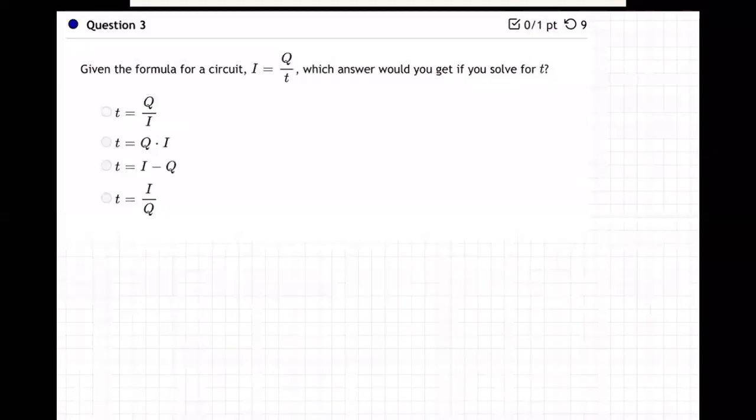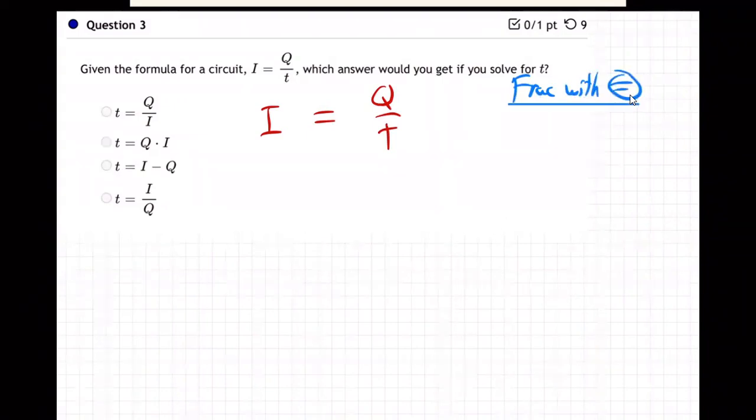So on this one, I equals Q over T, and they want us to solve. Now, notice what we have. We have fractions with an equal sign. Fractions with an equal sign. What do we do when we have fractions with an equal sign?